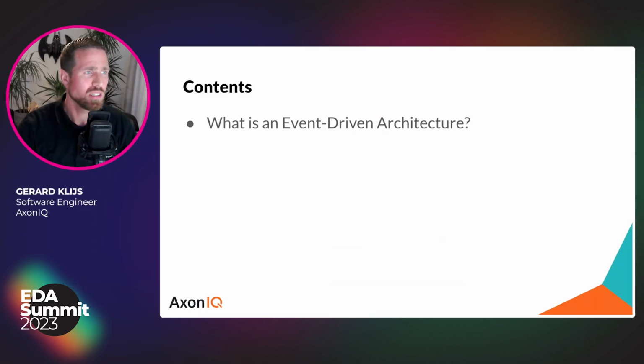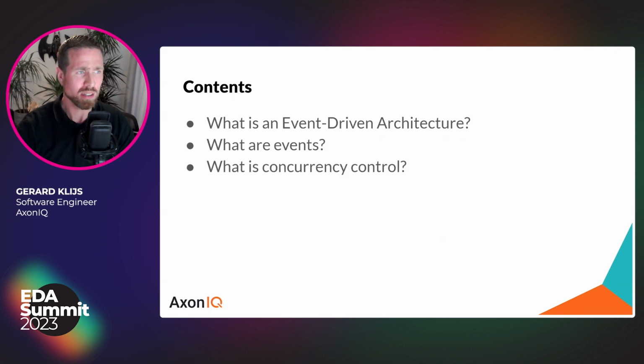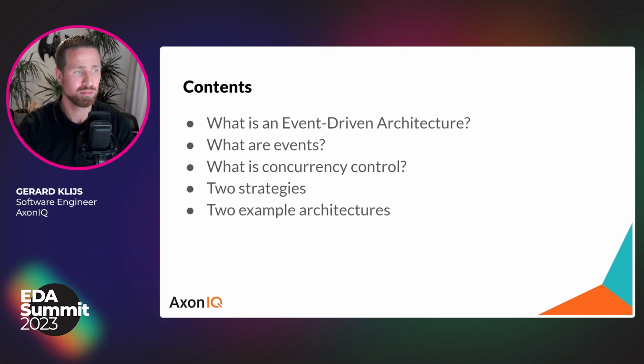First, about the contents. I will explain a bit what an event-driven architecture is. Then what the events are that are sent in an event-driven architecture. Then a bit about what concurrency control is in such an architecture. And then two strategies to have concurrency control. And ideally, you have them both.